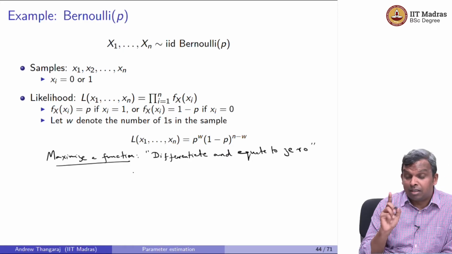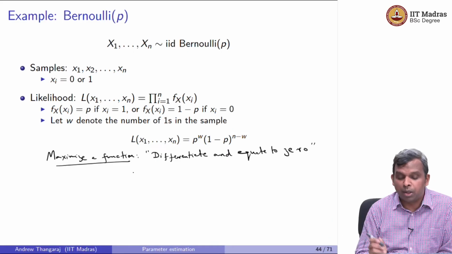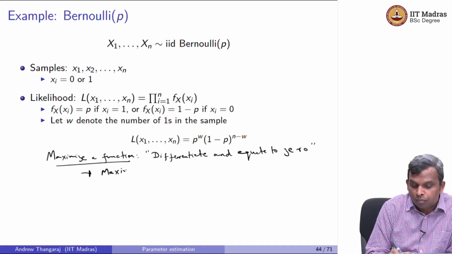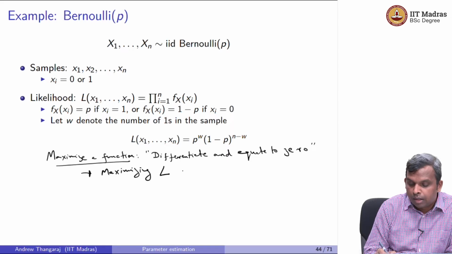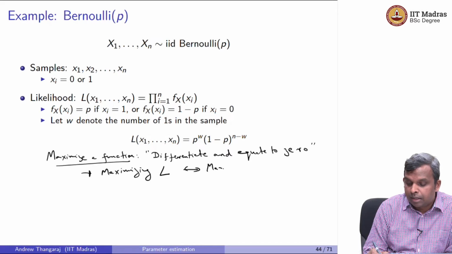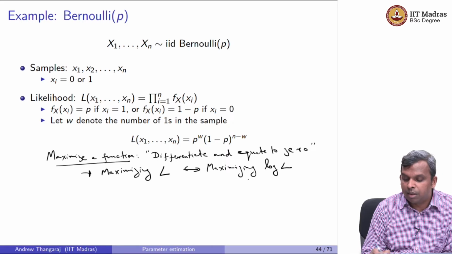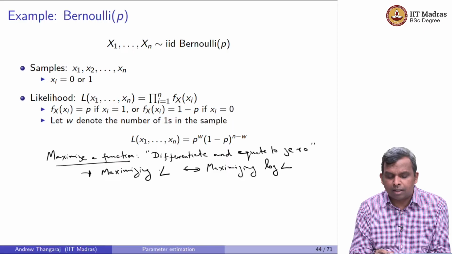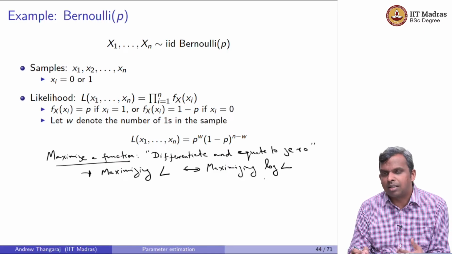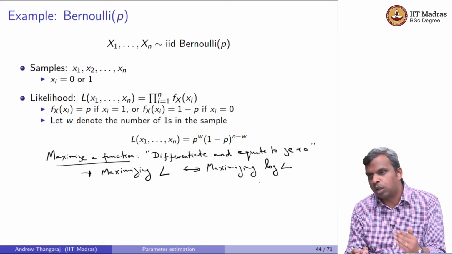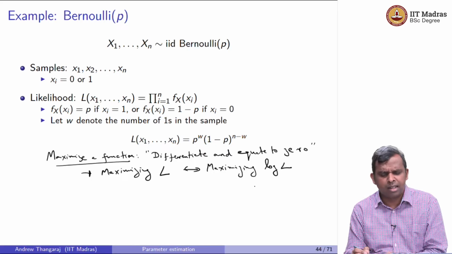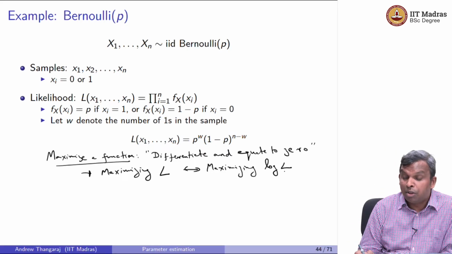Now, here is another trick. The second trick is very, very important in ML decoding. Instead of maximizing L, it's the same as maximizing log L. Note this down, this is extremely important. Why? Because log is an increasing function, monotonic, increasing all the time, so if you manage to maximize L, you would have also maximized log L. So instead of maximizing L, you can also maximize log L, and you'll get the same answer. Think about why that has to be true. This will simplify your work tremendously.